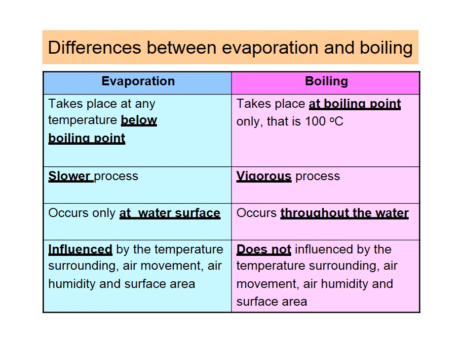For evaporation, it occurs only at the water surface. For boiling, it occurs throughout the water. Evaporation is influenced by the surrounding temperature, air movement, air humidity, and surface area. Boiling is not influenced by the surrounding temperature, air movement, air humidity, and surface area.